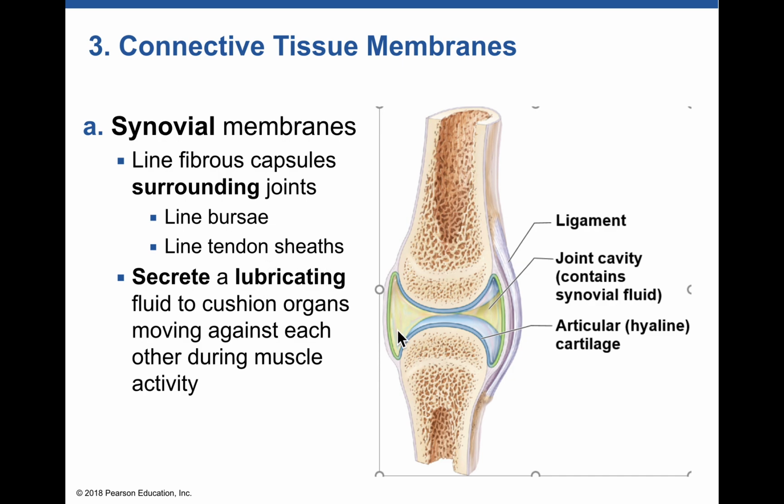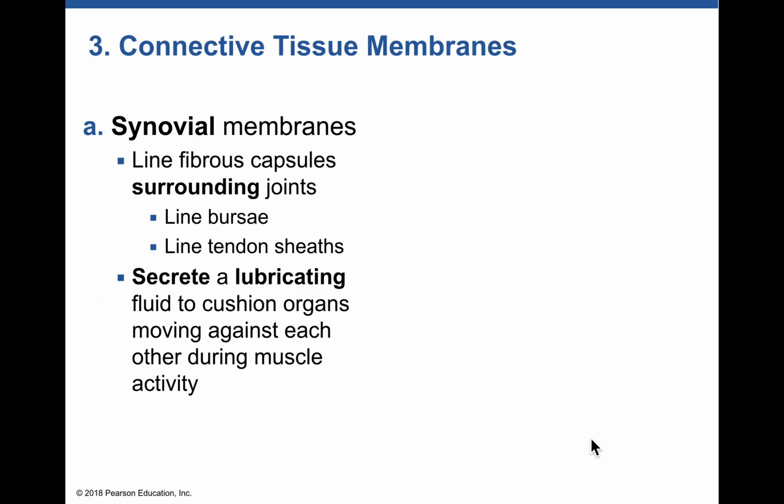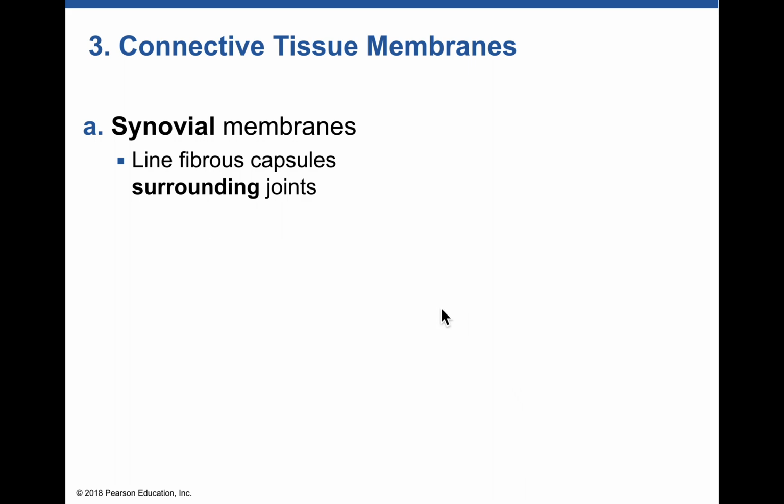They also line tendon sheaths. Tendons connect muscles to bones or muscles to muscles in your body, and they have to be able to move. And they have these sheaths. A sheath is a surrounding thing. You can think of putting a sword in its case. That sword's case is called a sheath. These sheaths surround these tendons, and they have this lubricating fluid in them so those tendons can move and not experience pain.